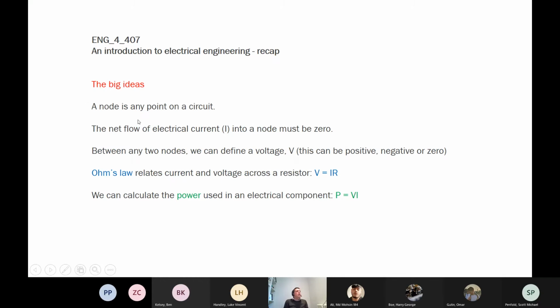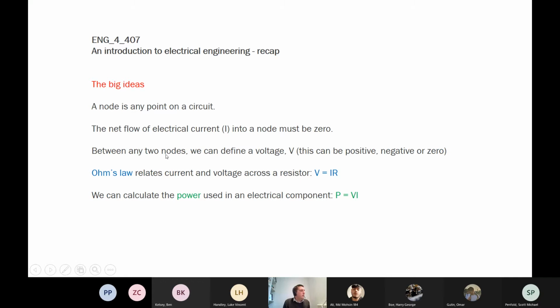So just to reiterate the big ideas from the last lecture, we defined what a node is. It's a point on the circuit. Current into a node must be 0 in total. So that means whatever flows in has to flow out of a node. And between any two nodes, between any 2 points on the circuit, we can define a voltage. So a voltage is between 2 points and a current is through something. That's an important distinction to have in your mind, that a voltage and a current are talking about different things in a way.